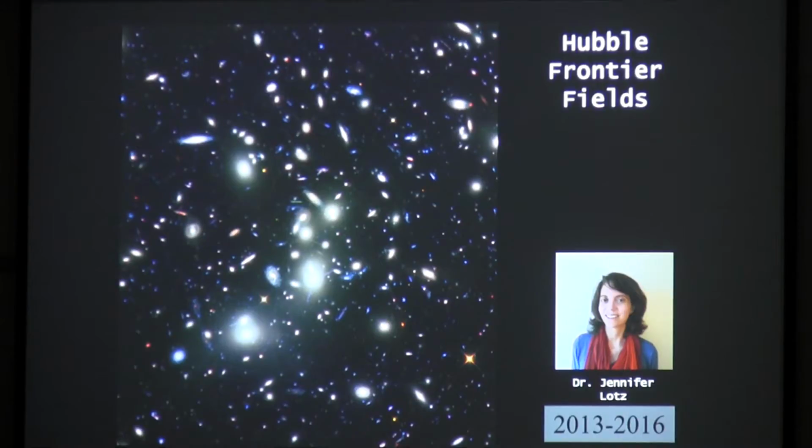PI Dr. Jennifer Lotz. This is a 3-year program. The point of this program is to see deeper than we could with the Hubble Ultra Deep Field, and by the way, in just 3 years instead of the 10 years it took. That's the goal. The goal is also to see more parts of the sky, so we are going to look at 6 patches of the sky instead of just 1 for this program.